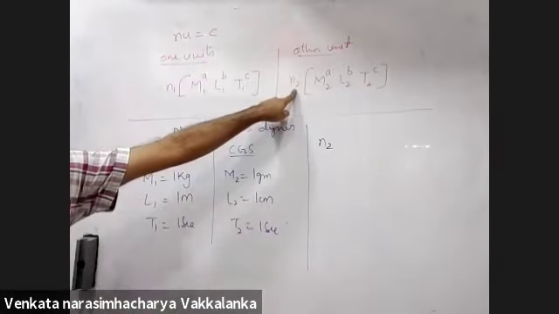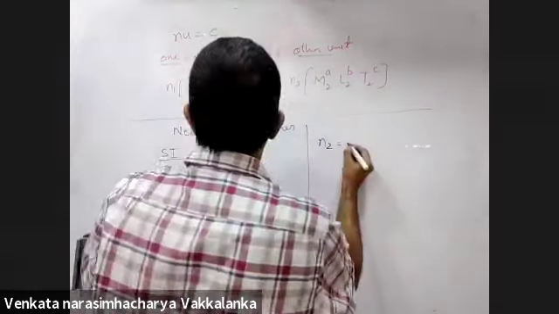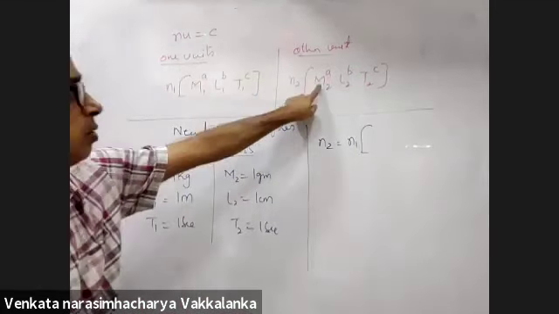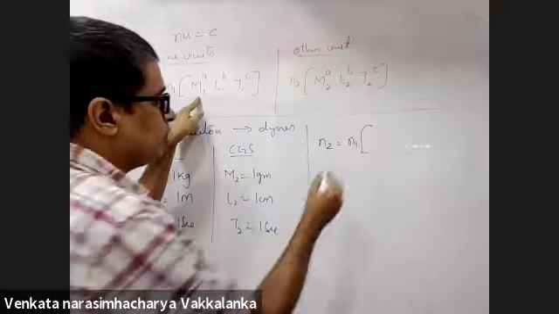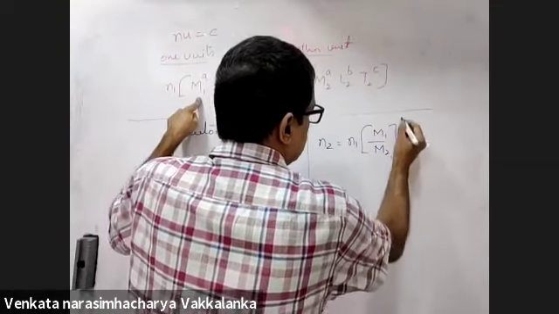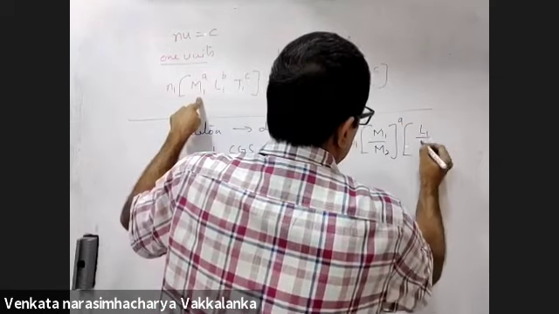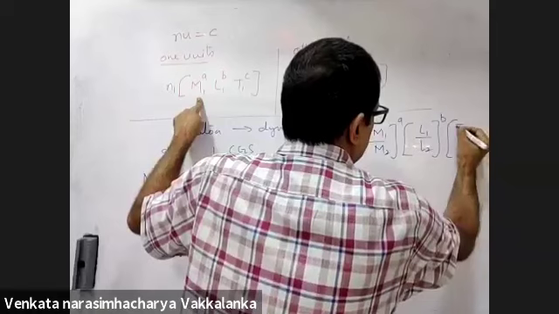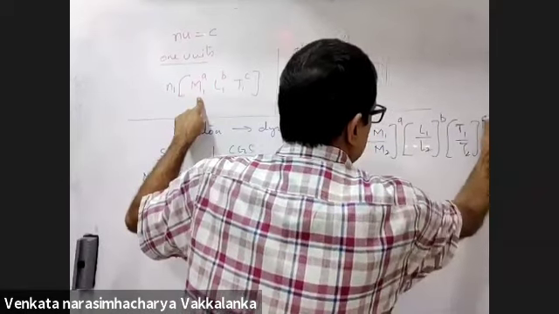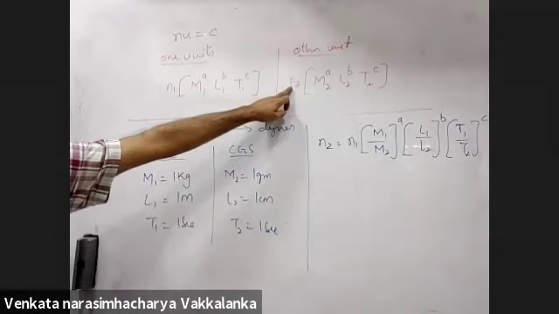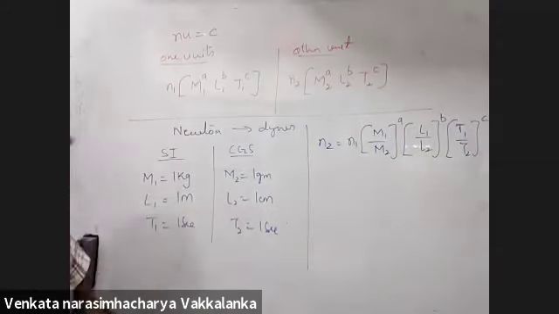N2, I'm calculating, is equal to N1. I equated both. M2 will come to the denominator here: M1 by M2 to the power A, L1 by L2 to the power B, T1 by T2 to the power C. See if you're convinced. You equated both of them. You're finding out N2. You know N1.